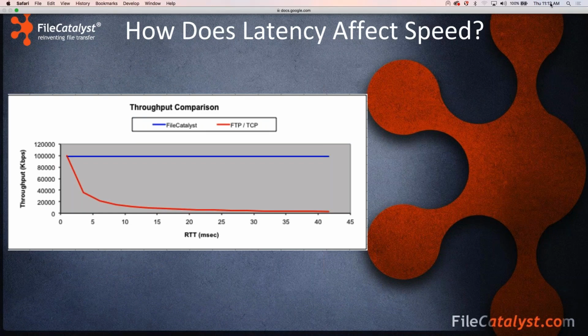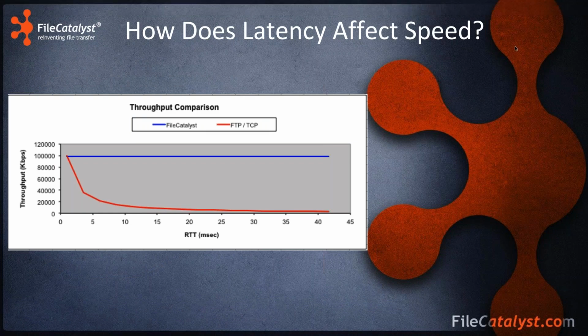So how does latency affect speed? If you look at this graph, we talk about FileCatalyst and FTP. This is 100 megabits per second. You'll see that as you start increasing in latency, the red line, which is FTP, drops down, whereas with FileCatalyst, we'll maintain 400 megabits per second.